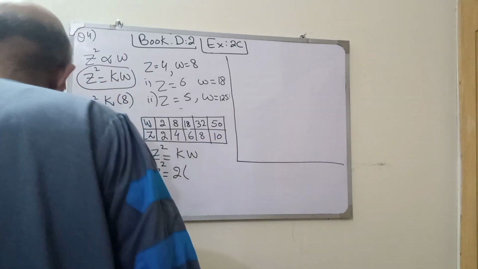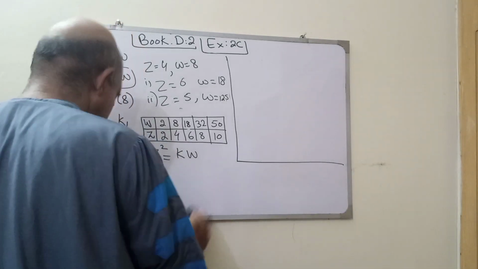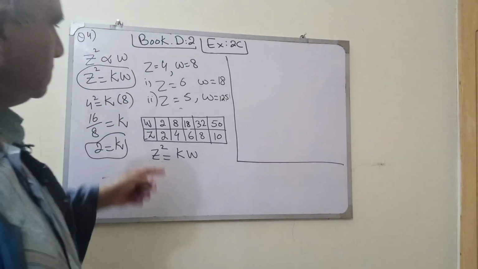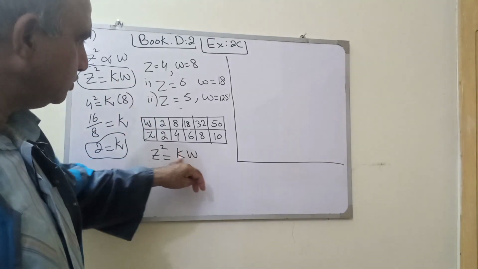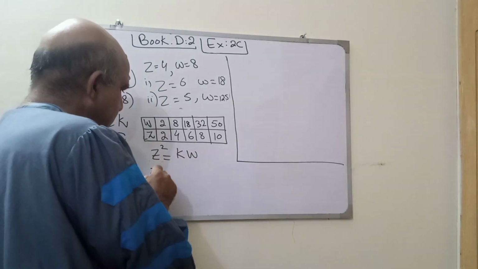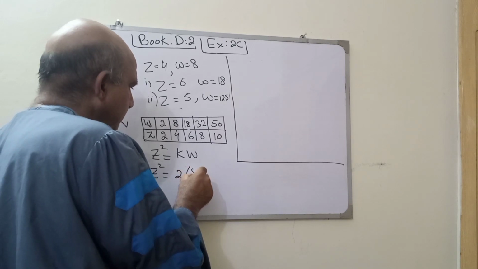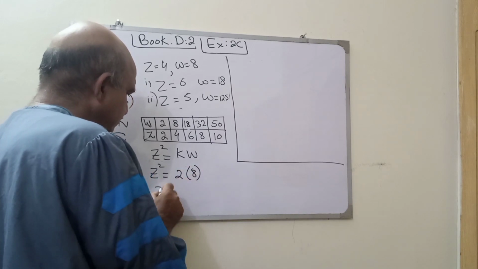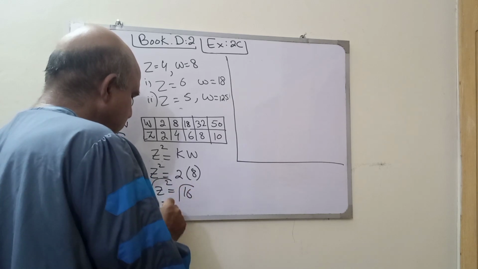So here we have seen orally what I have done. We take here 2 2s are 4, 2 8s are 16. Then we take a square root like this. 2 into 8, 3 square is 16. So we will take the square root.